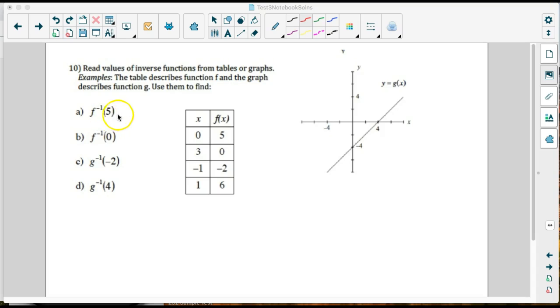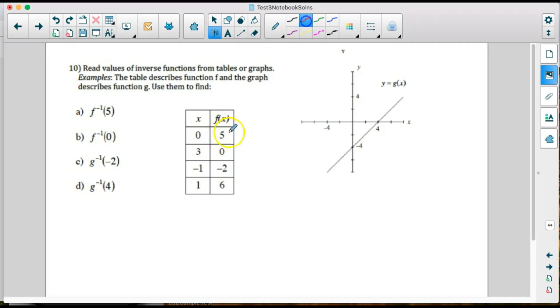So on the first one, we're doing f inverse of 5, so we're looking for the value of 5 in f of x. And we find it right here. So we read back to the x value, and the x value is the answer to the inverse. So we're reading backwards.